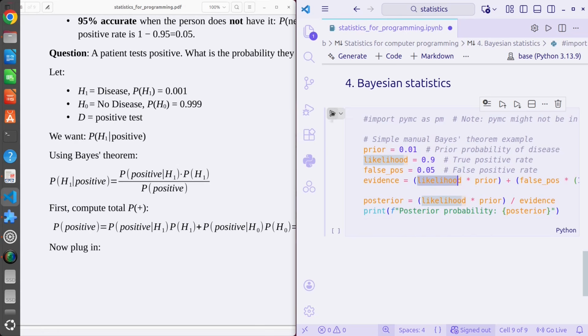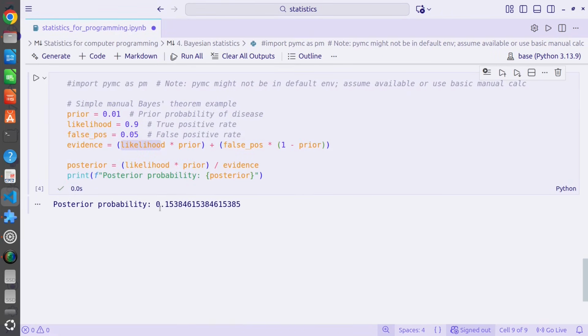Okay, so let me run it. So you can see that the posterior probability coming from the Bayes' theorem is 0.1538. Okay, so the idea is to just find out the likelihood, the prior probability, and the false positive result, and then I want to get the evidence as the denominator of the formula, and then I'm able to use the division to get the posterior probability. Okay, so this posterior probability is telling us that if we know the test gives us a positive result, what is the probability of that test that really refers to a sick person.